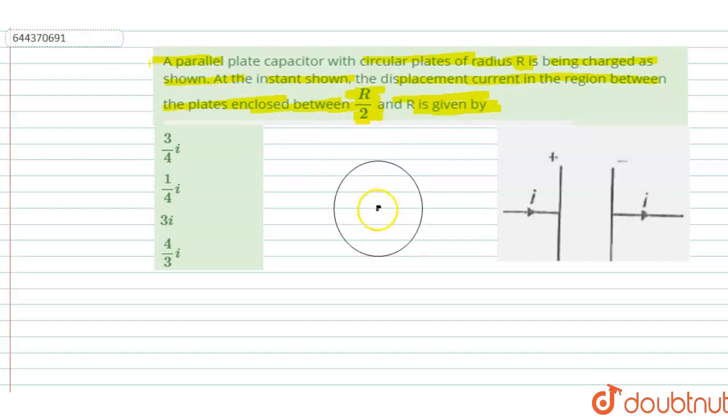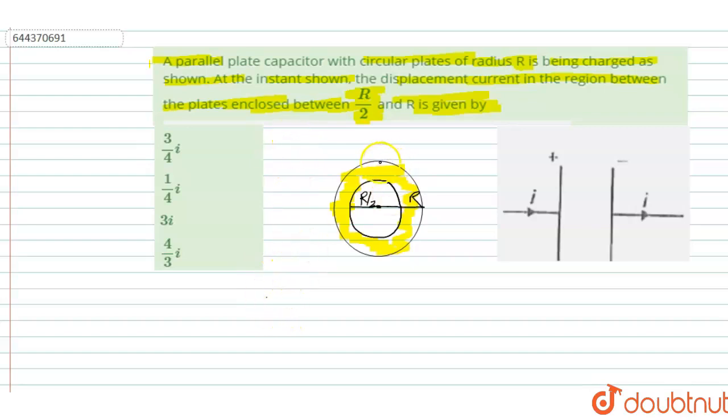this is a parallel plate capacitor with circular plates having radius capital R. And we have to find the total displacement current enclosed between the radius R by 2 and R. This is a circle having the radius R by 2, and we have to find the value of the displacement current in this region. This can be solved with the help of the unitary method.